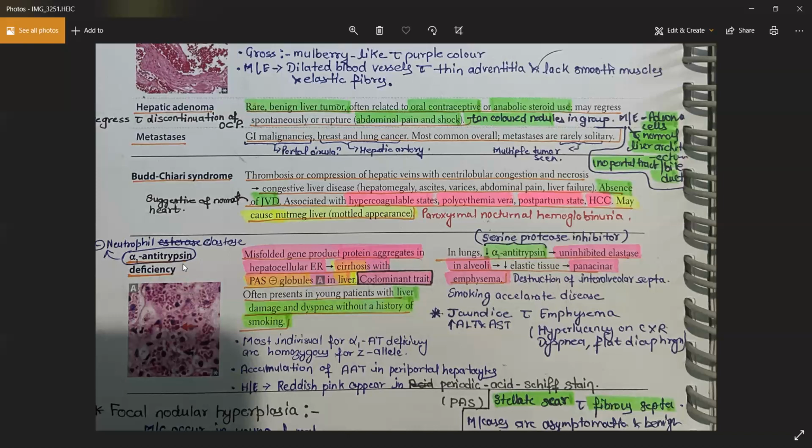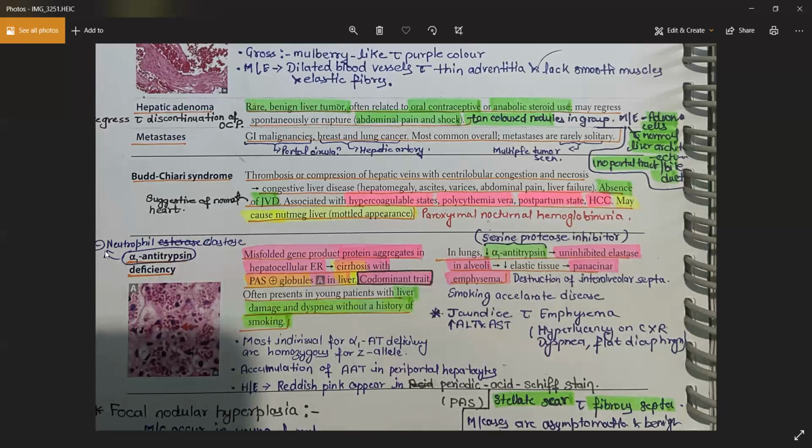Okay, you generally require at least, I think, 40 years of smoking history to get emphysema because of smoking, right? 30 years, I think, of smoking is required to get emphysema. If you get a patient with a history of smoking for only 5 or 7 years, and now he's getting emphysema, that means it is because of alpha-1 antitrypsin deficiency.